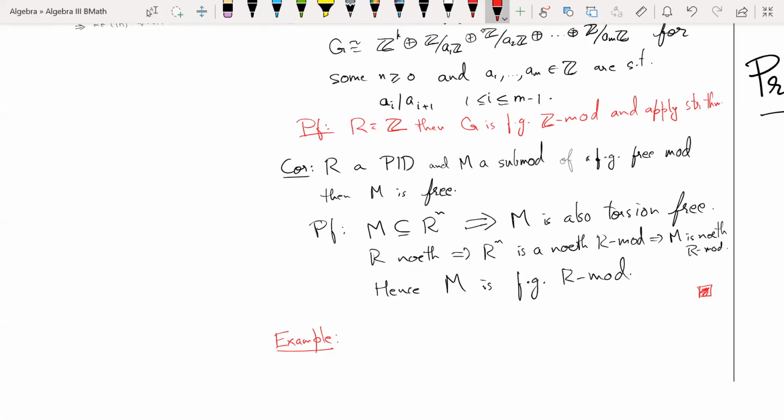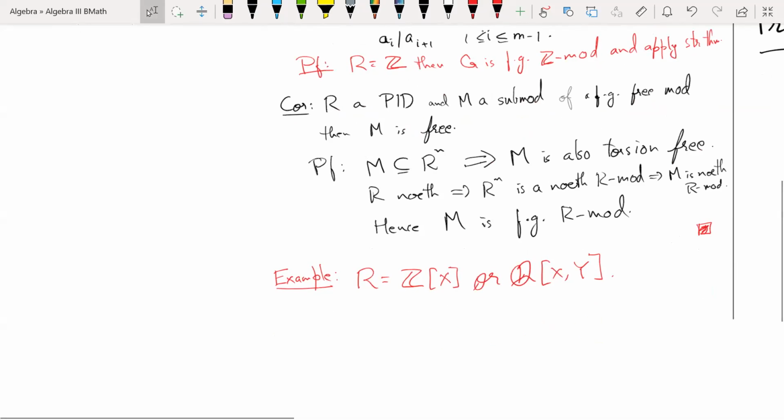So example. Maybe R you can take to be Z[x] or K[x,y] if you like, or maybe Q[x,y], some field [x,y]. Of course it's an integral domain. So you take a submodule of this, but it's not a PID. So you take an ideal, for instance (2, x), or here (x, y). It doesn't matter which case you are in. So this is your M.